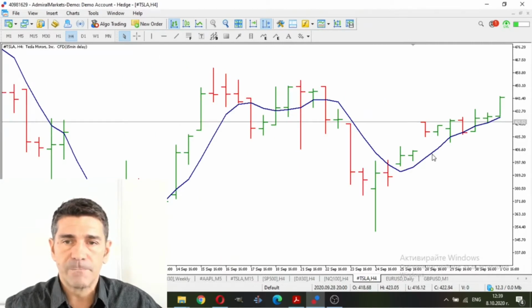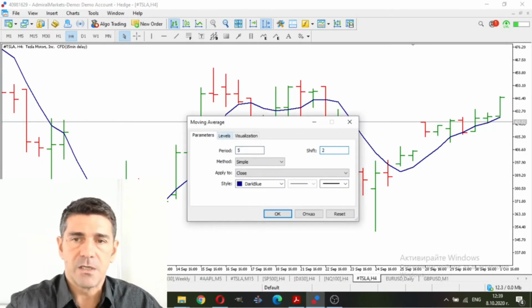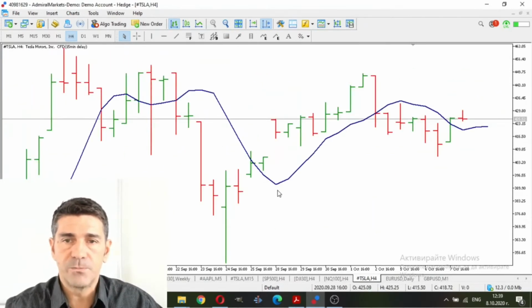If we shift it just two periods of time in front of the current price chart, we have a much clearer vision of what is going on. So it's a pretty simple technique.